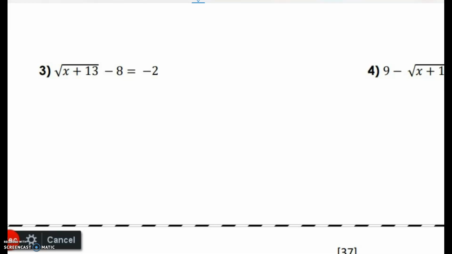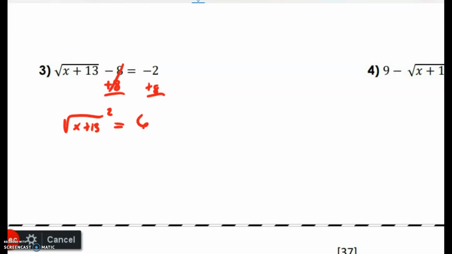All right, let's move on. Number 3. The first thing that we ask ourselves is, is the square root isolated, or is the radical isolated? In this case, it's not, because we have this -8. So we need to get rid of that before we can raise both sides. I'm going to add 8 to start. And now I have the square root of x plus 13 is equal to 6. Now it's isolated. It's by itself.